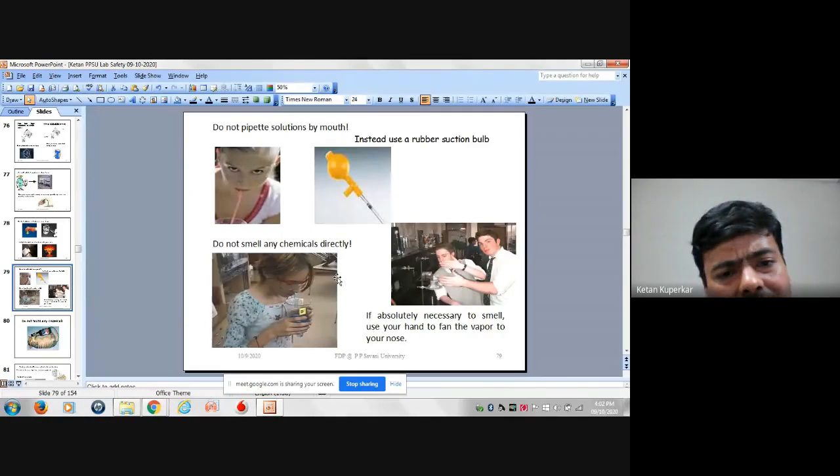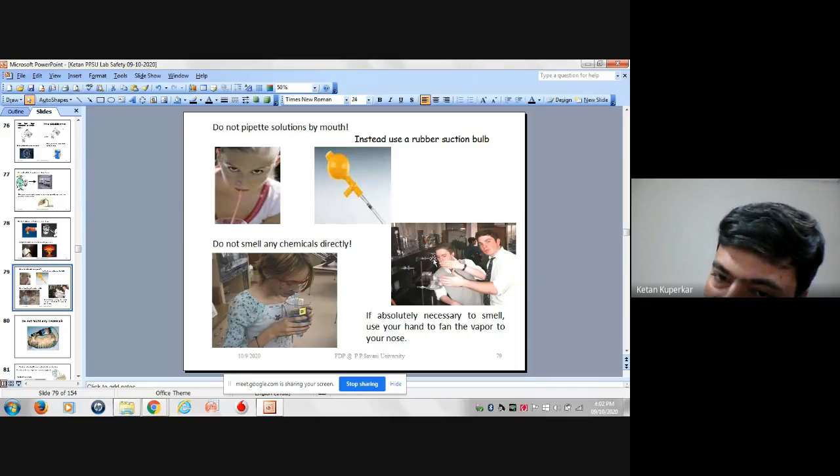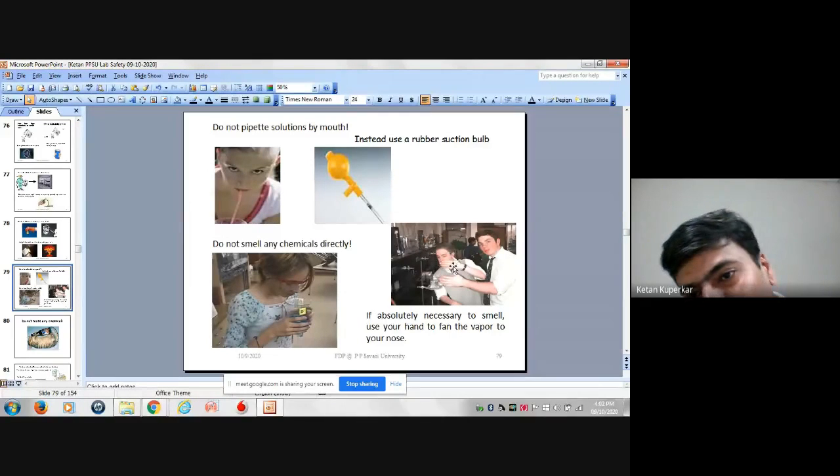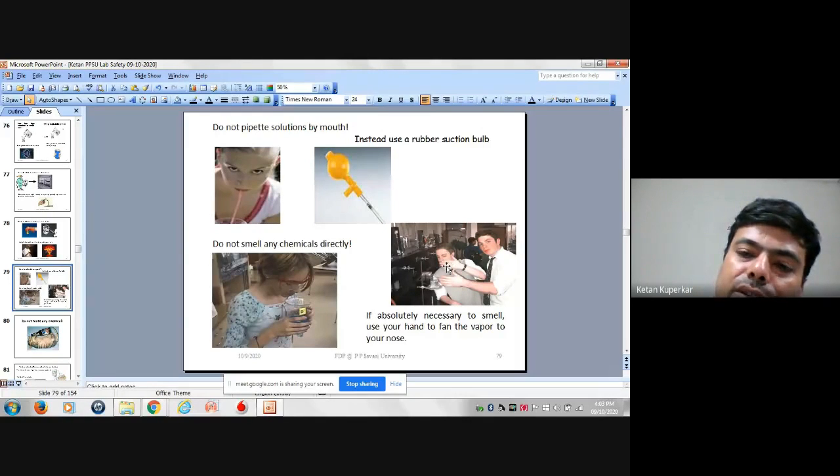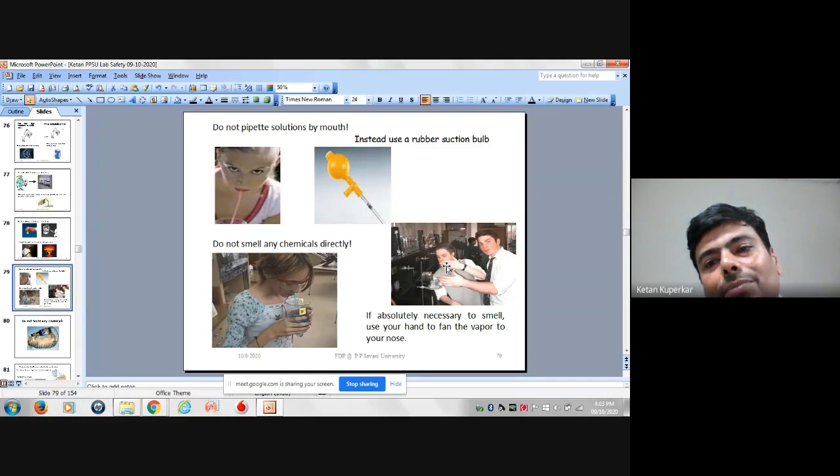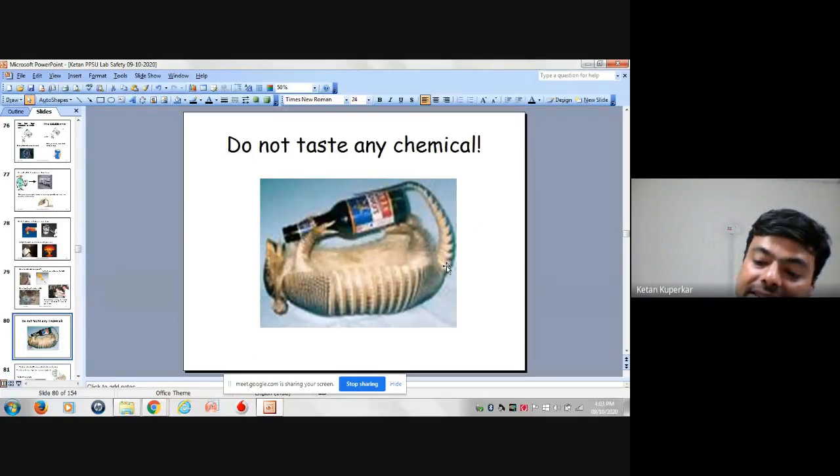So yes, in this particular third picture, what the girl is practicing is directly smelling a chemical placed in an open container. Instead, this is the correct way, where you keep a hand over your nose, and in a small gap created between two fingers, you inhale and try to gauge what kind of smell the chemical possesses. So do not test any chemical.